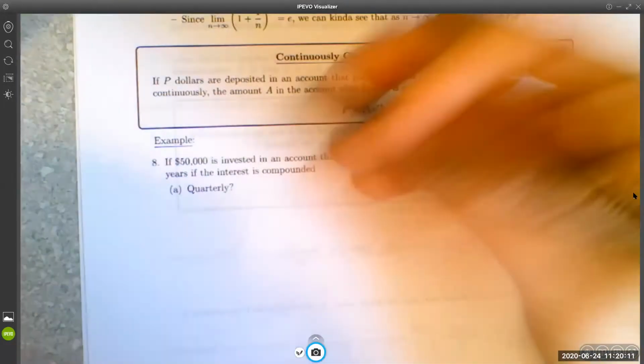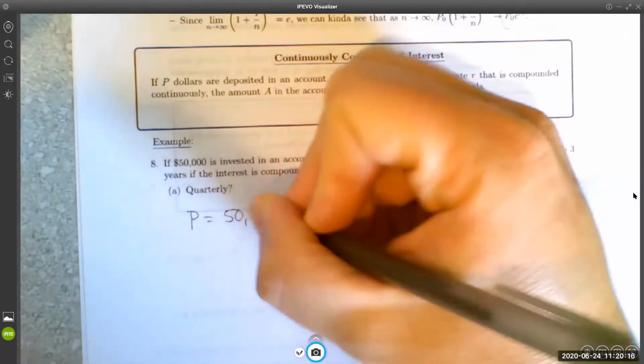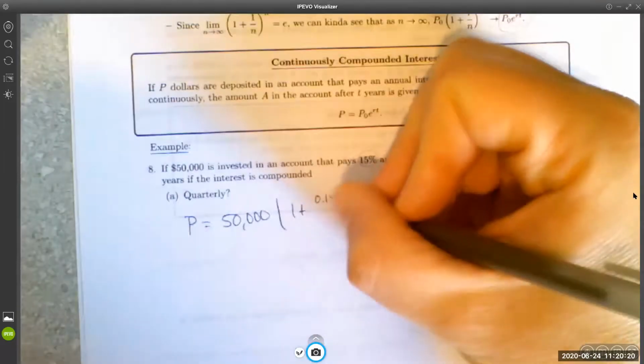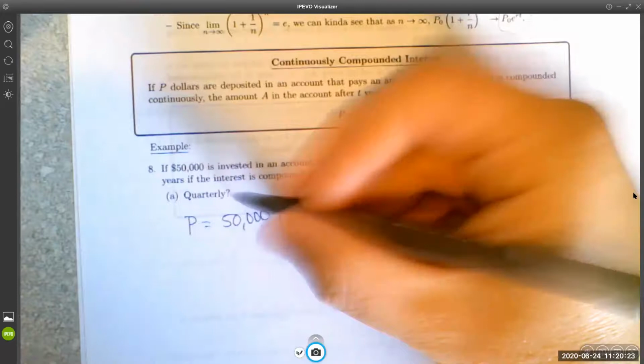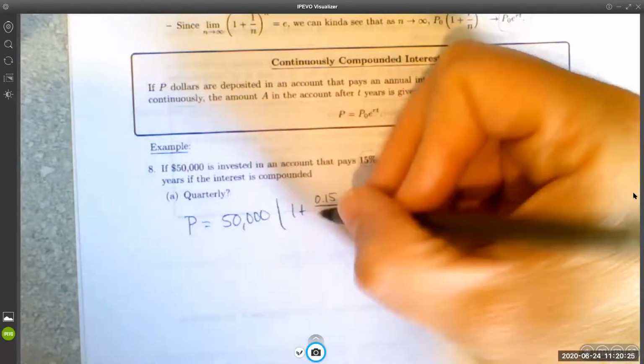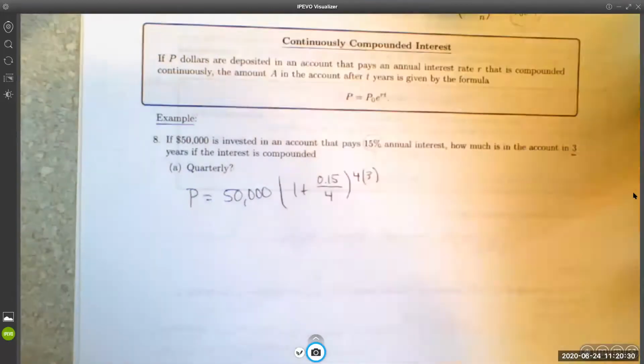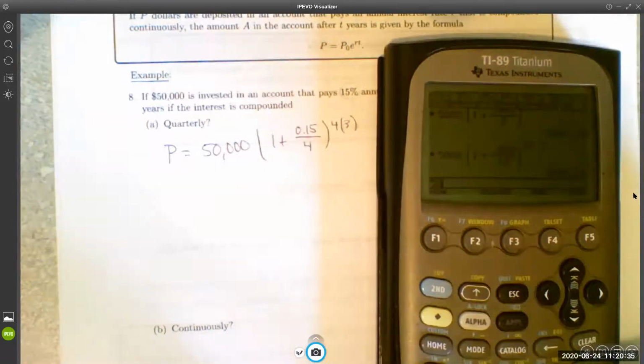So if it's compounded quarterly, we're going to say P equals initial amount times 1 plus r over n. If it's quarterly, then n is 4, to the n times t. T is 3 in this case. Okay, so we can plug that in, see what we get. 50,000 times 1 plus r over n to the power of n times t.